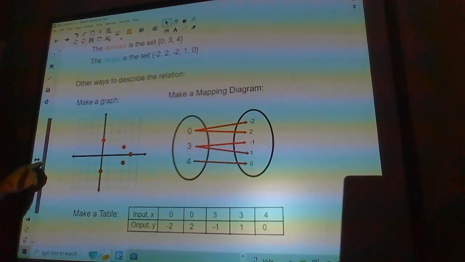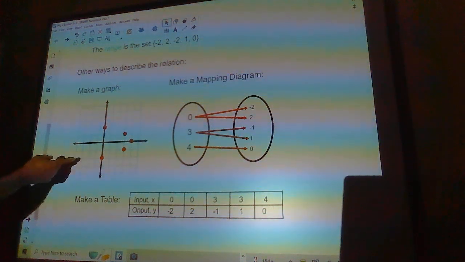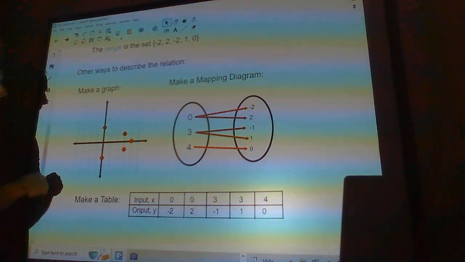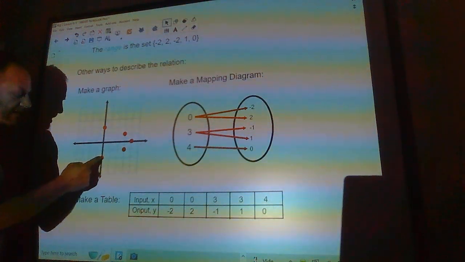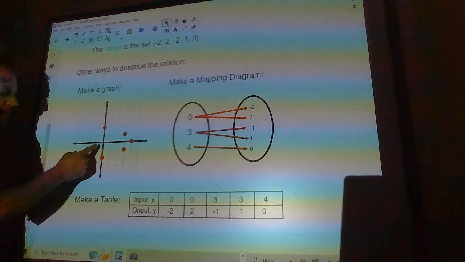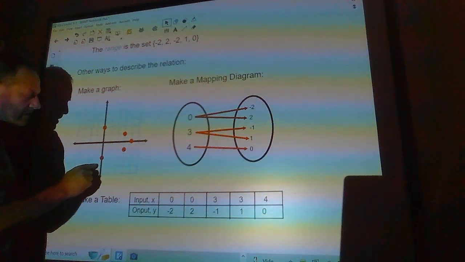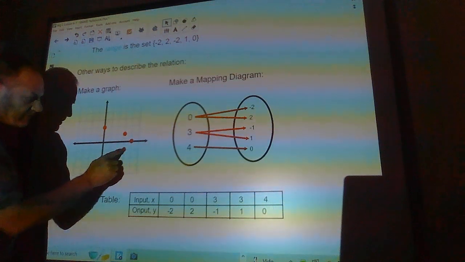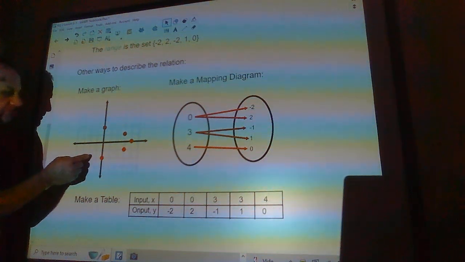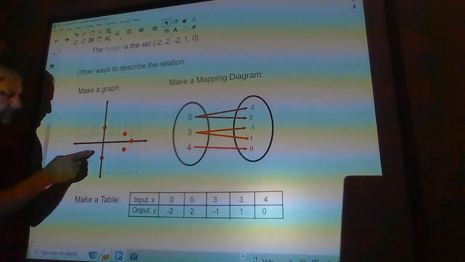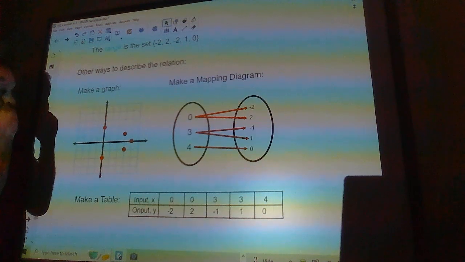Okay. So here's some other ways that we can set up a relation and show a relation. You can make a graph. So the domain is the x's. The domain is wherever you have an x value that has an answer as a y value. So the domain here would be 0, 3, and 4. The range is the y value. So the range would be 2, -2, 1, -1, and 0.